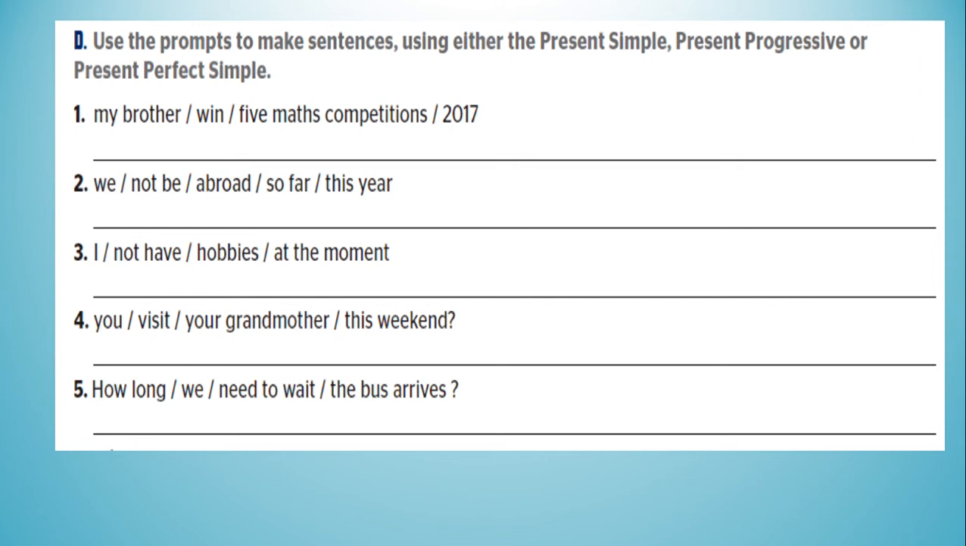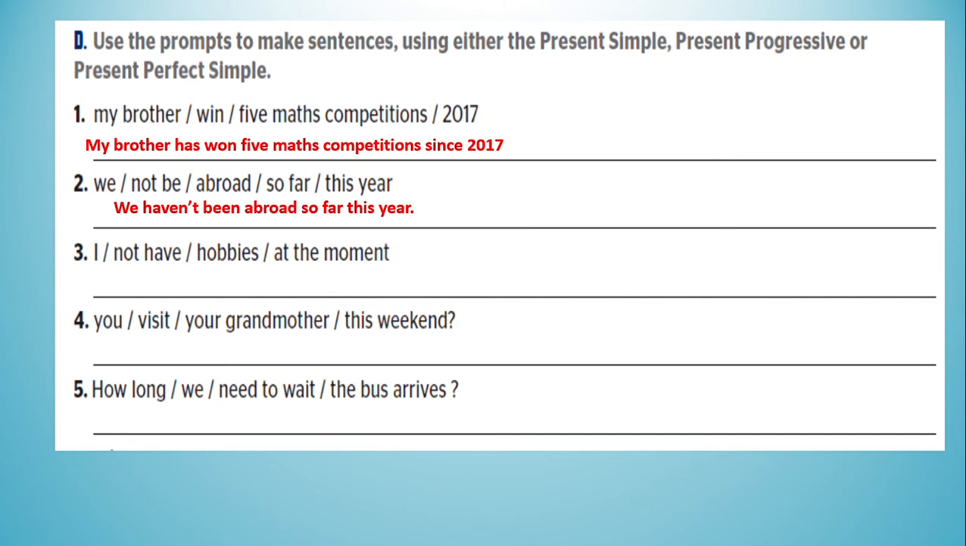Now, let me check. Number 1. My brother has won 5 math competitions since 2017. What about number 2? Excellent. We haven't been abroad so far this year. 3. At the moment. Exactly, is it progressive? Of course not. You have a stative verb here, dear. So it will be simple present. I don't have any hobbies at the moment.